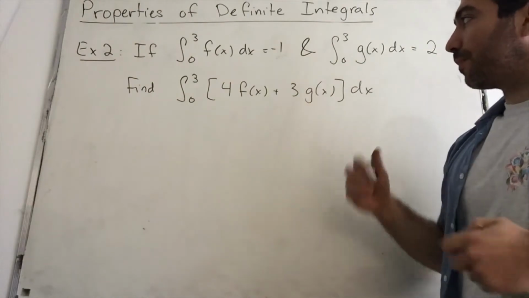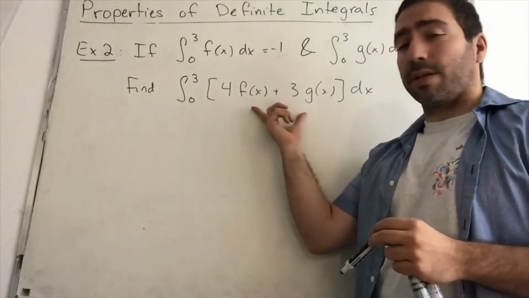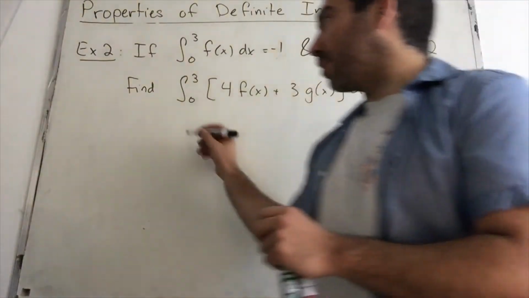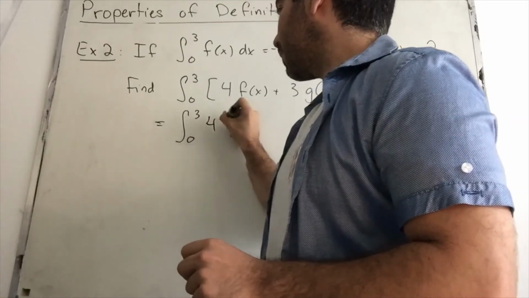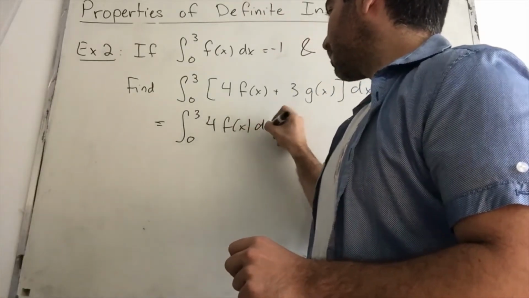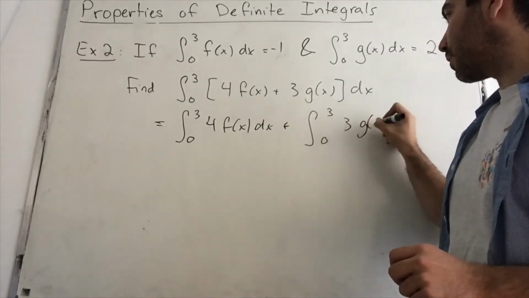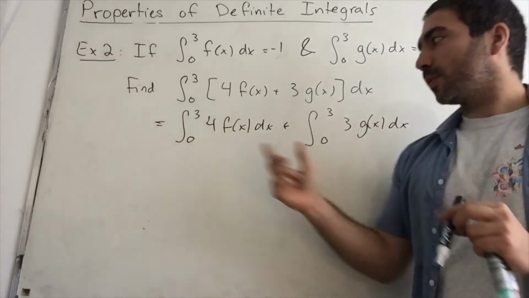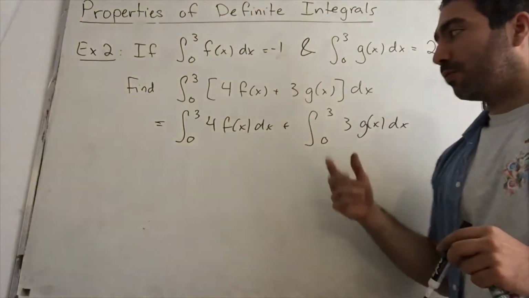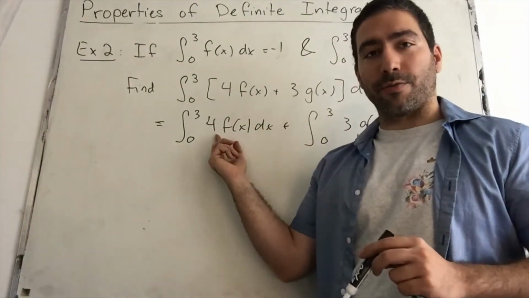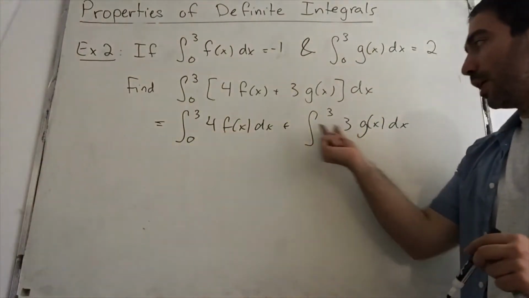So here we just use our properties. First of all, this is the integral of a sum. We could express this as the sum of two integrals: the integral from 0 to 3 of 4 f of x dx plus the integral from 0 to 3 of 3 times g of x dx. So we separate it, we take the integral of each term individually, and now we're using the other property where we have a constant in front. Whenever you're dealing with a constant, we could simply just remove it from the integral in both cases.